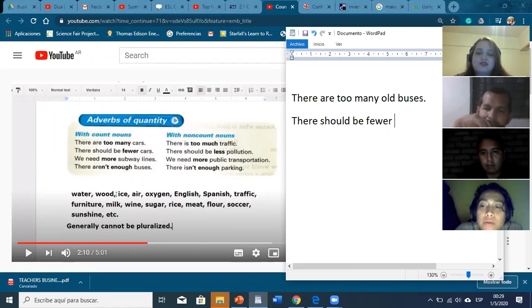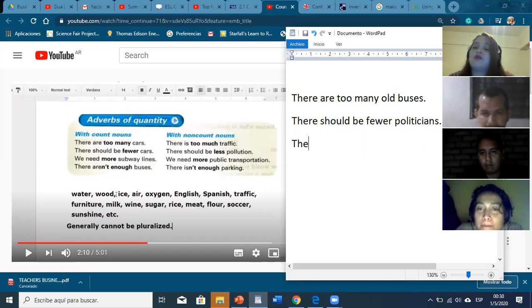But listen, somebody said, hold on, let me mute you again. We're going to use fewer with countables. So can I say fewer buses? Yes, I can say fewer buses, actually. Fewer with a countable one. Let me see. Fewer politicians. Do you agree? Yes. There should be fewer politicians. Yeah, probably. We should have less politicians. No, it is countable, so you don't say less. You say fewer. Look, here you have the equivalent.